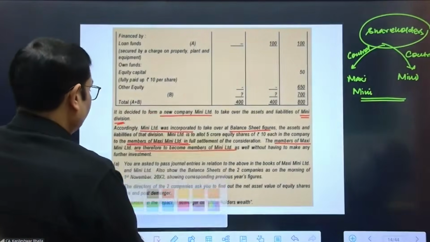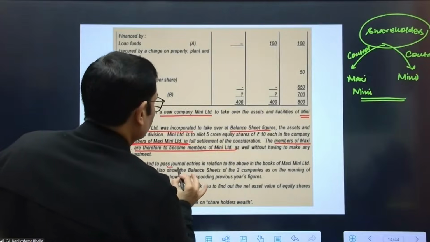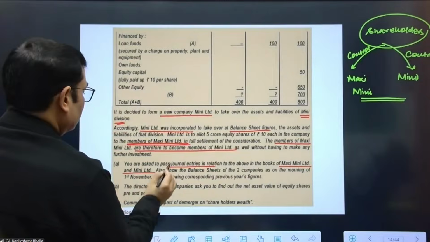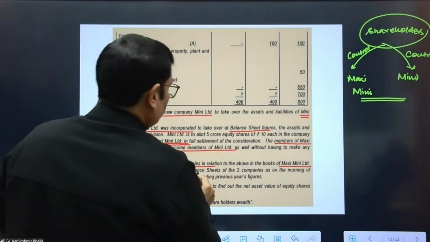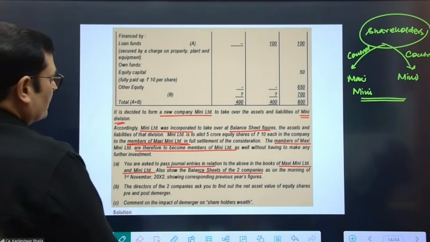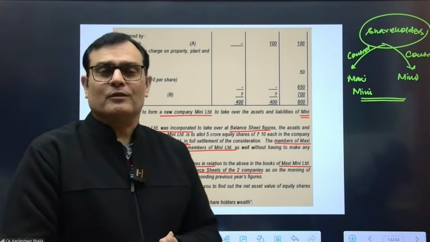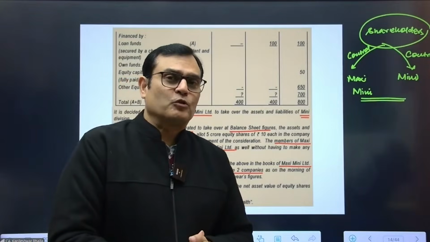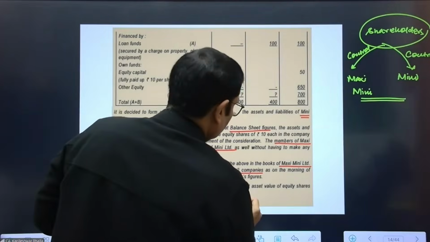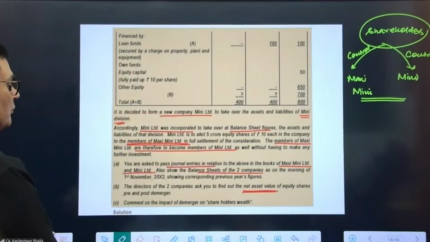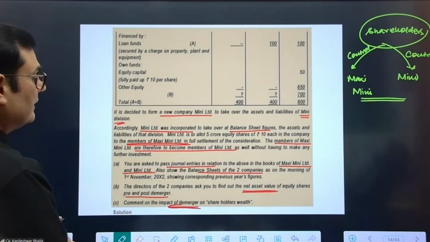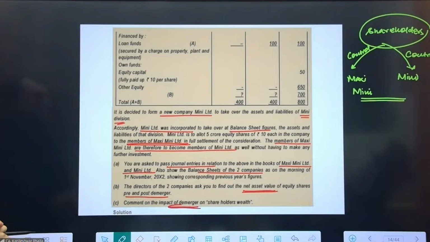Okay, so now it adds on further. You are required to pass journal entries in the books of Maximini, that is old company, and in the books of Mini, that is new company. Also prepare the balance sheet of the two companies on the morning of 1st November. Well, the morning does not mean anything. We're just making the balance sheet on the next day. We're giving the balance sheet on 31st October. We're making it on 1st November. Then he says directors of the two company ask you to find out the net asset value of the equity shares pre and post demerger, and then comment on the impact of demerger on the shareholders' wealth.